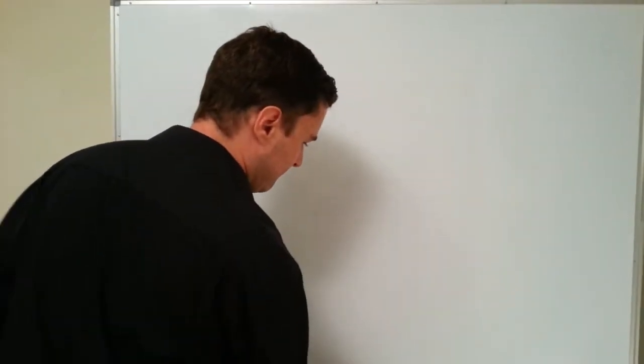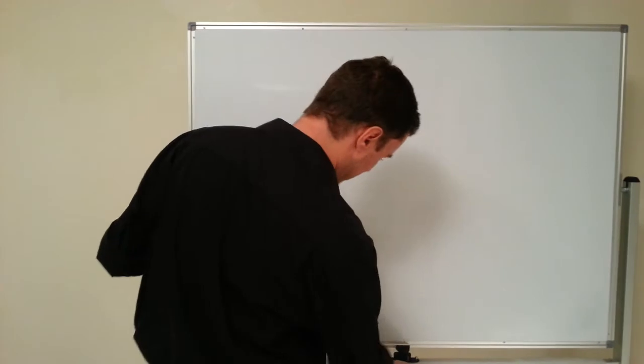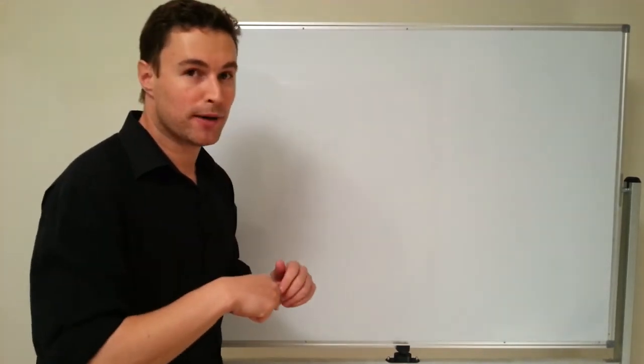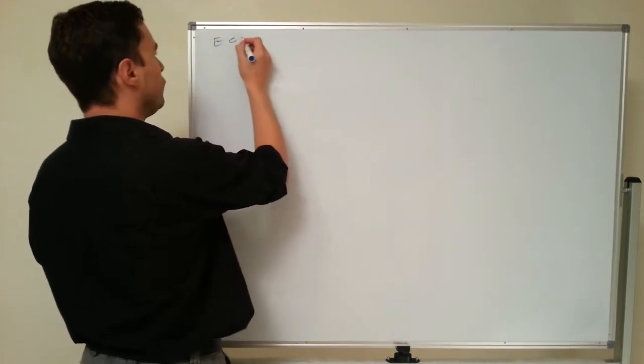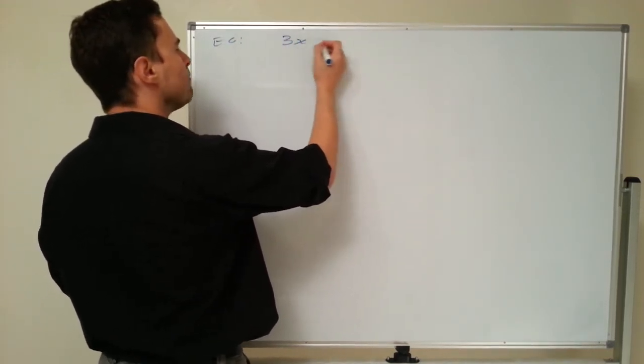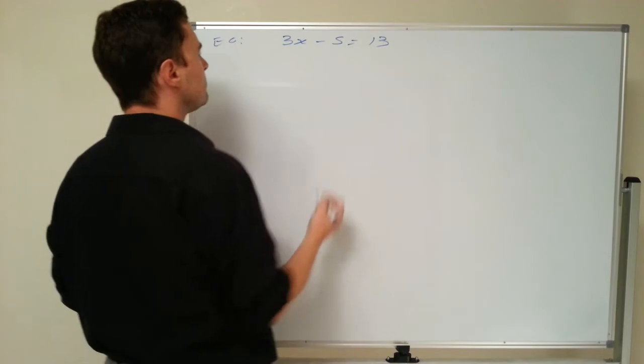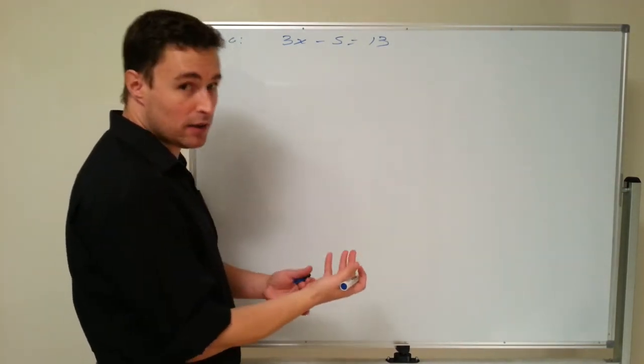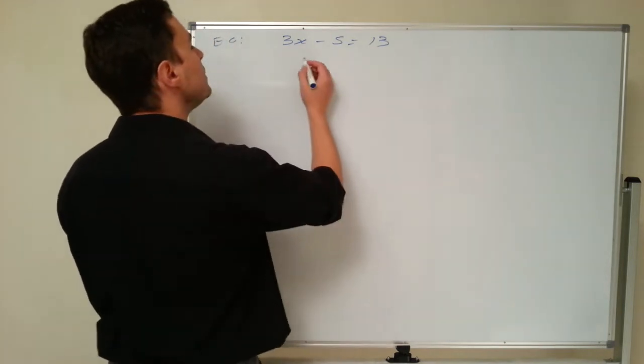Righty. So, let's take a look at this one. 3x minus 5 equals 13. So what's happening to x? Being times by 3, then we're minusing 5. So let's reverse the order of operations.